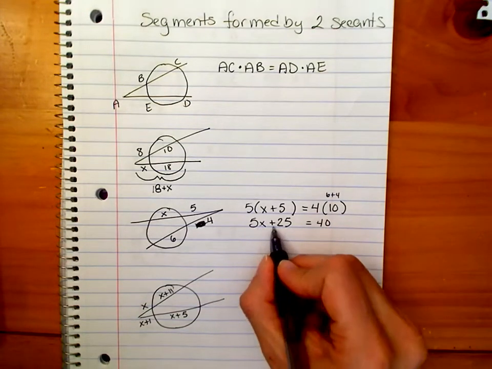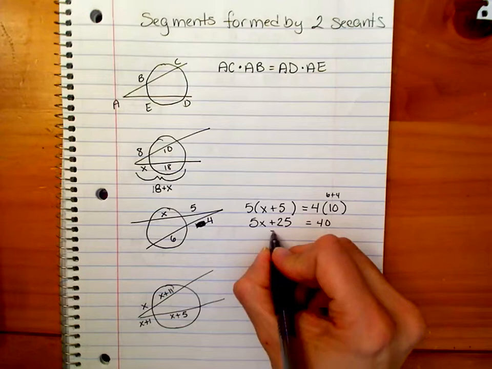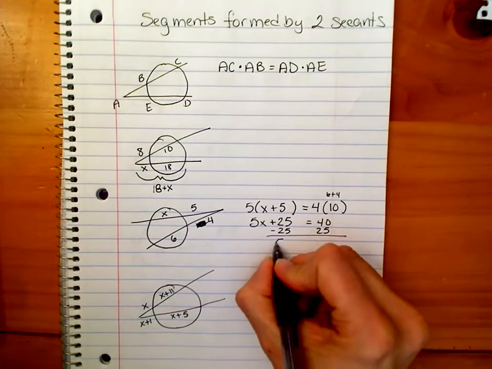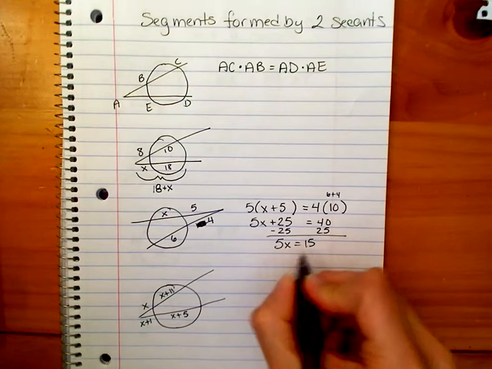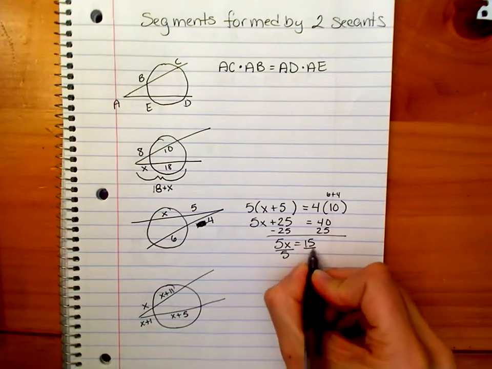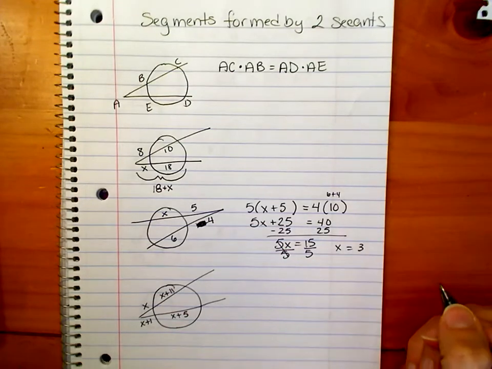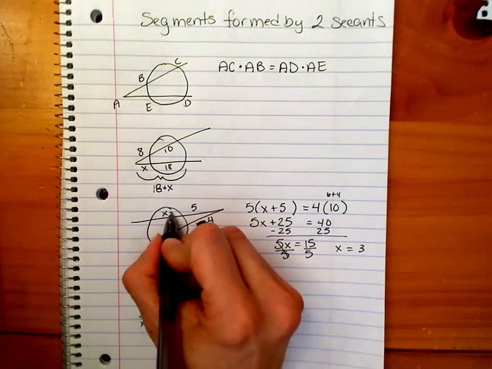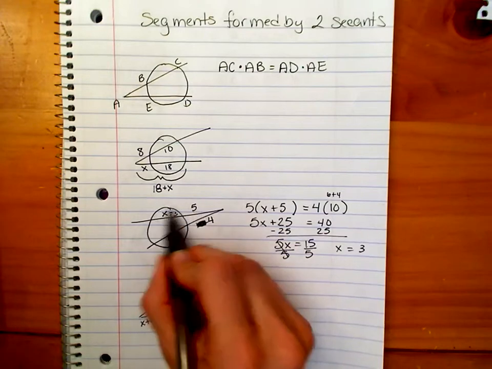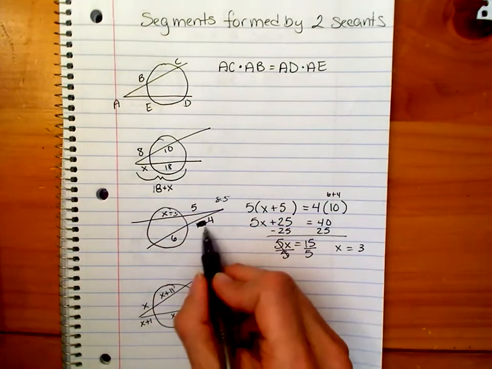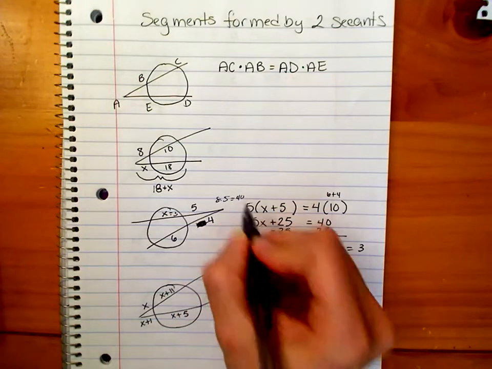So 5x plus 25 equals 40. So we're going to minus 25 from both sides. And when we do that, we get 5x equals 15. And to get x alone, we divide both sides by 5, and we get x equals 3. Double check. If we put a 3 in here, that makes this whole thing 8. 8 times 5 is the same as 10 times 4, both 40. So we know we're right.